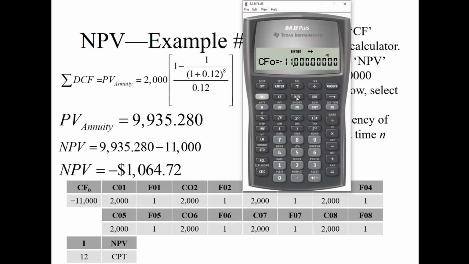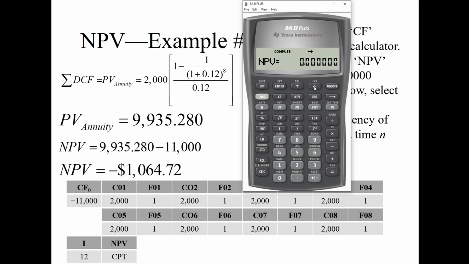And when I select it, it pulls up an I for our interest rate, and here we're going to use our required rate of return or our discount rate of 12%, so I'm going to type in 12. Just like many other functions in our calculator, we don't need to use it as a decimal, I can type in that whole number. So I'll type in 12 and then hit enter. Then I'll hit the down arrow to get to our NPV.